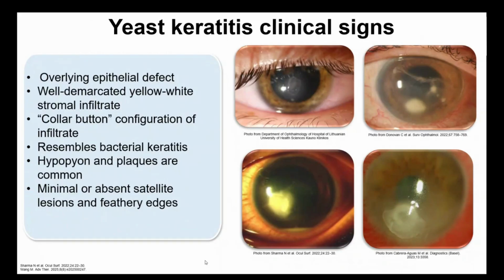Yeast keratitis presents as well-demarcated yellow-white stromal infiltrate with overlying epithelial defect. Ulcer may have a collar button configuration. A small central ulcer is surrounded by a larger expanding infiltrate. It resembles bacterial keratitis, but has a slower progression, a more discrete stromal infiltration, and of course does not respond to topical antibiotics. Endothelial plaques and hypopyon are also common, but unlike filamentous fungal keratitis, satellite lesions and feathery edges are uncommon.